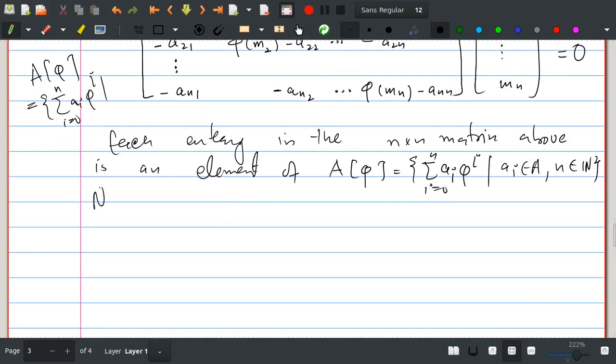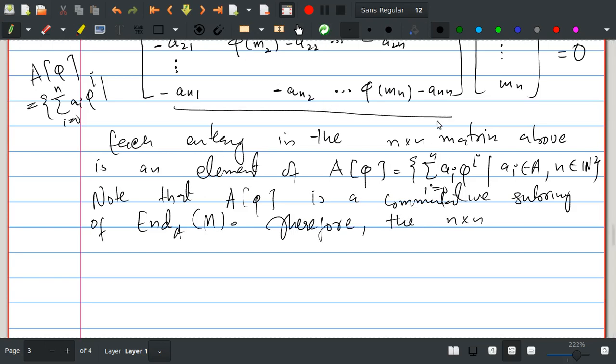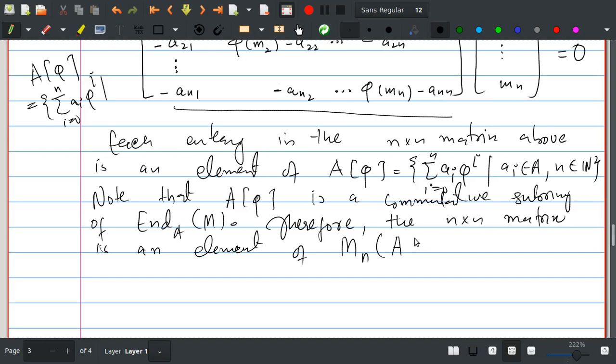Now note that A[phi] is a commutative subring of the endomorphism ring of M. Therefore, the n cross n matrix, I mean this matrix over here, is an element of the set of all n cross n matrices with entries from this commutative ring.